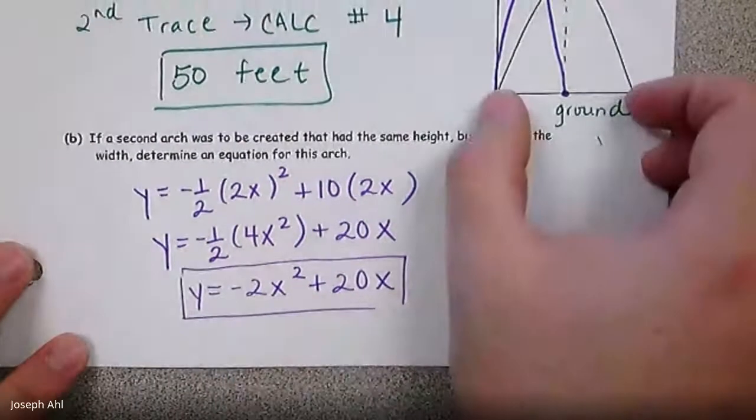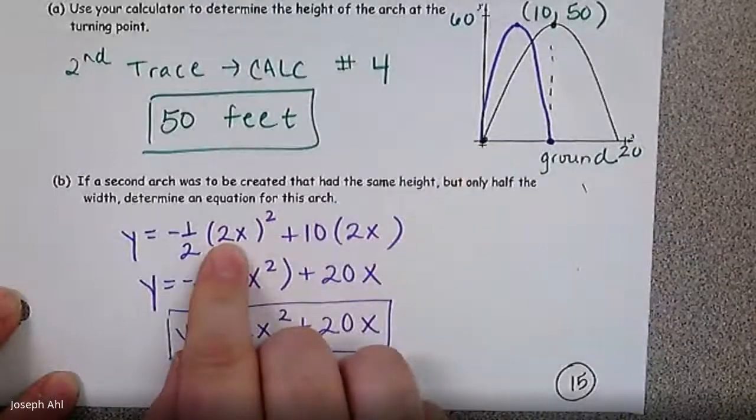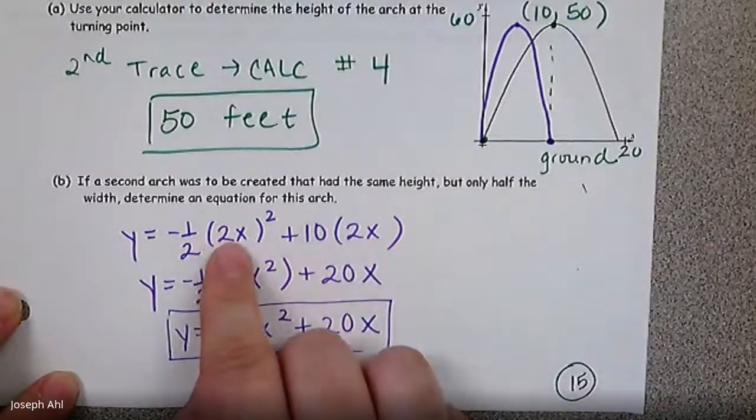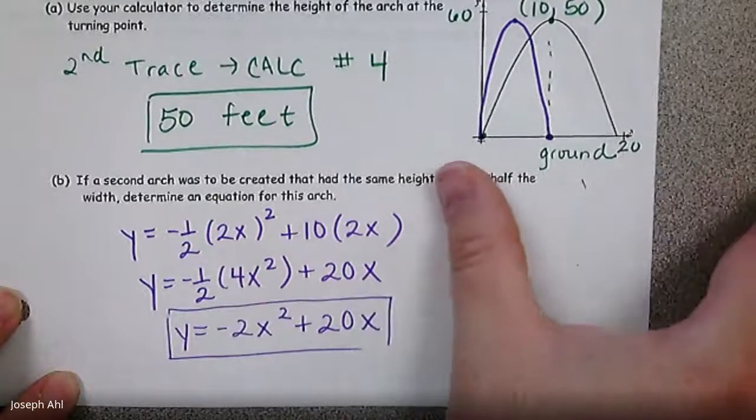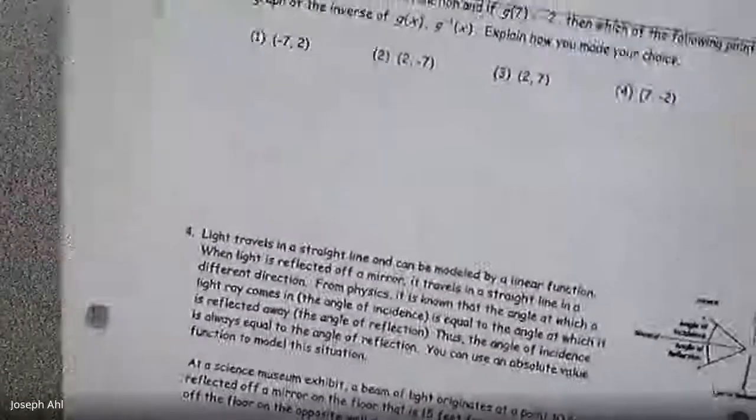If I wanted it to be not half the width, but twice the width, you would have done the opposite. You would have plugged in a 1/2 x here. Because remember, 1/2 x actually takes your x values and doubles them. It's that opposite effect that we have to really pay attention to there.